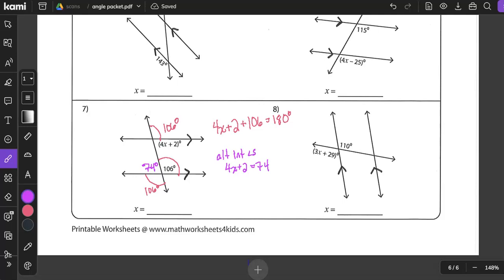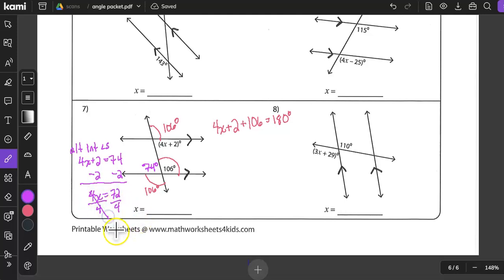Either way, I'm going to get the same solution here. If I subtract 2 from both sides of this, I'll get 4x equals 72. And then when I divide by 4, I get x equals 18. Just trying to find a place to put it, because I could have put it there where it says x.